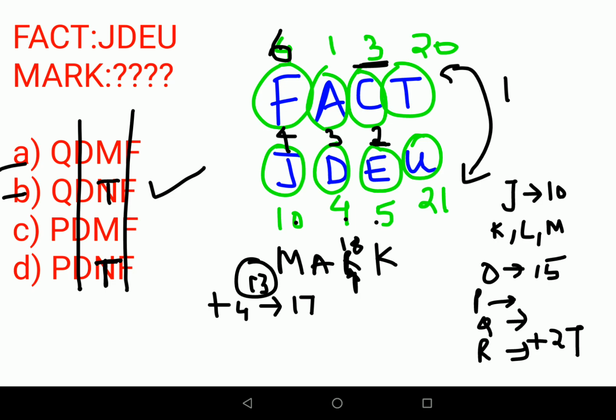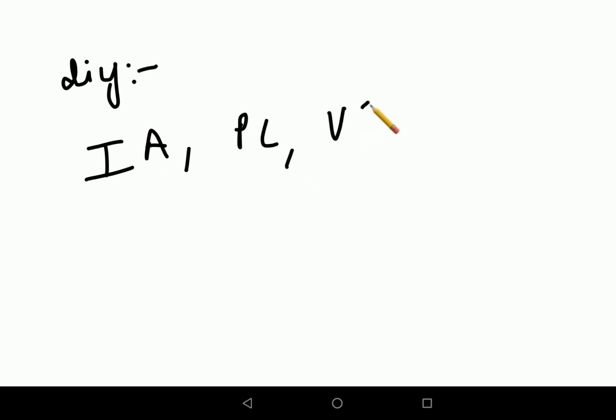Now for your DIY, this is quite tricky actually. Please let me know your answers. IA is followed by PC, which is followed by VF. So what will be the next one?